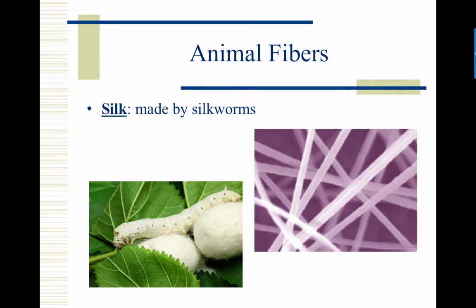Silk is made from the silkworm. The silkworm is the larva or the caterpillar of the domesticated silk moth, and it's called Bombyx mori, genus and species name. When they enter the pupal phase of their life cycle, they enclose themselves in a cocoon, and it's made up of raw silk, and it's produced by the salivary glands of the silkworm.